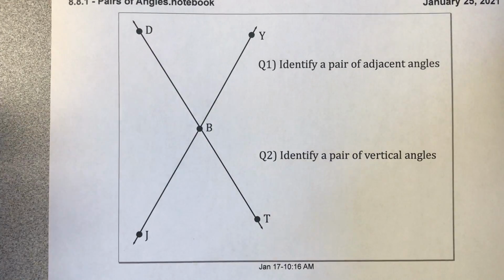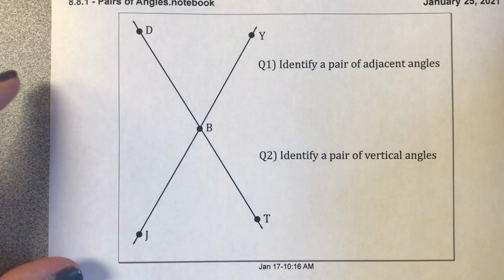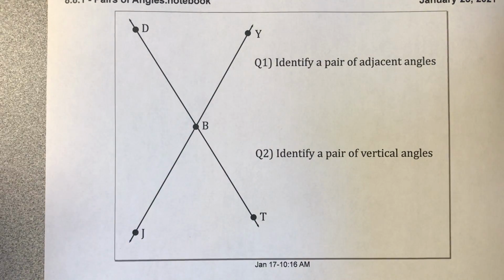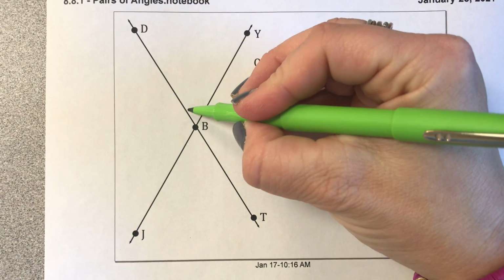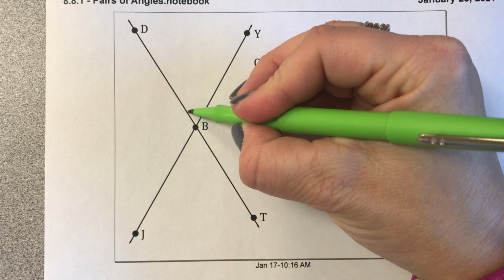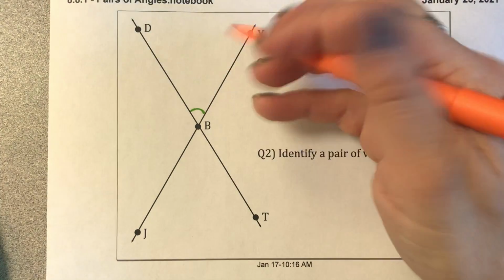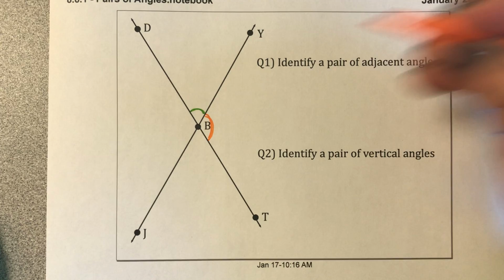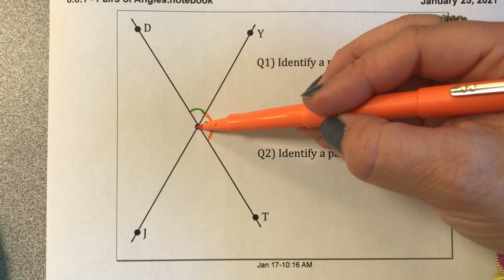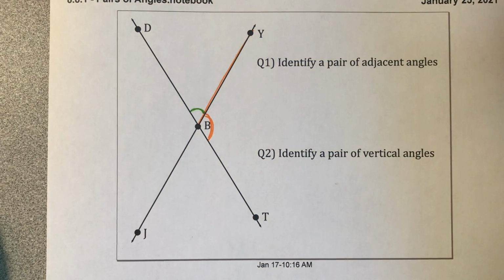Okay, so let's look at your next slide. It says identify a pair of adjacent angles. So you can do this. There's tons of different neighbor angles. What I like to do when I'm naming an angle is put a dot inside the angle. So I'm talking about this angle right here and this angle right here. These two angles have a common vertex and side. So they're next door neighbors, they're adjacent.